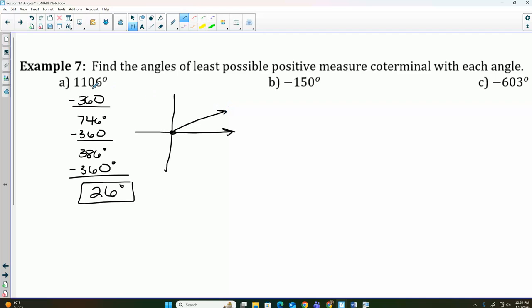1,106, how many times did that go all the way around? 3 times. So it went around 1, 2, 3, and back up. So you might see a picture drawn like that sometimes. Usually if I draw a graph, I only do the coterminal angle. So I usually just do straight 26 degrees. All right, on B, what would I need to do?